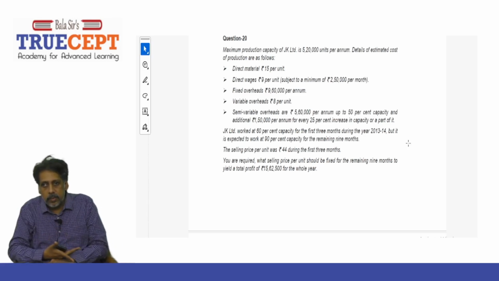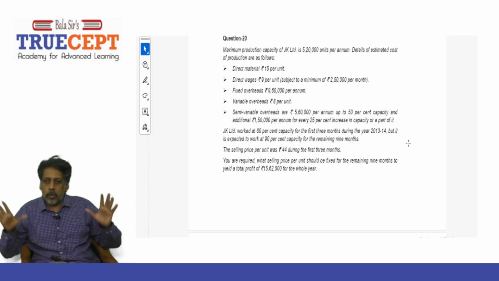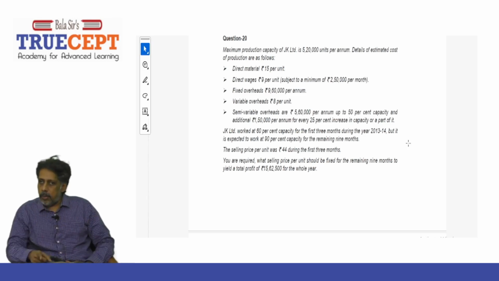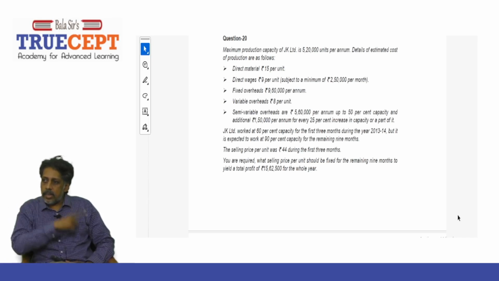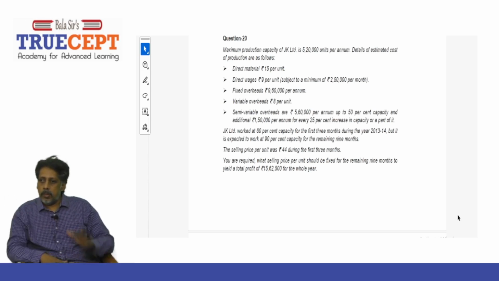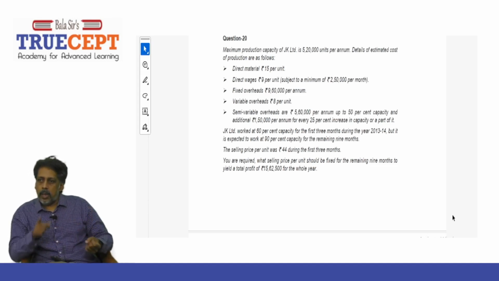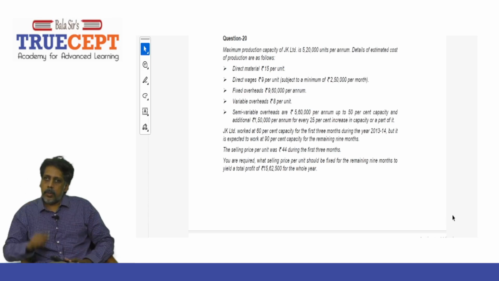Is that clear? Yes. And what is the total profit you want to make? In all, 15,62,500 is the profit. Please remember, in this example, you have been asked to fix the selling price for the next 9 months output. 3 months already over. And we sold the units at what rate? At 44 rupees per unit. Right? At 44. And you have been asked to fix the price for the next 9 months output.